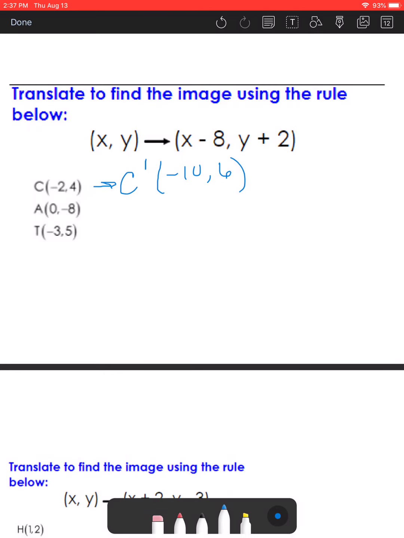All right, so let's try and find A prime. So A prime, if I take 0 and I plug it in for x in our rule, 0 minus 8 is -8. And if I plug in -8 for y in our rule, I get out -6. So that's my A prime point. And my T prime point, once again, plugging in -3 for x in my rule, -3 minus 8 is -11. And 5 plus 2 is 7. So there you go. You have found the image points C prime, A prime, T prime by using our rule.